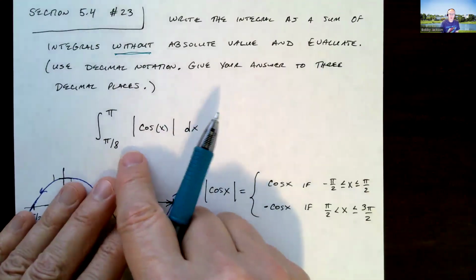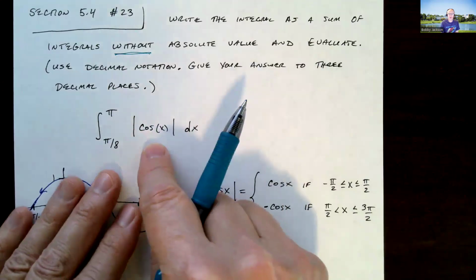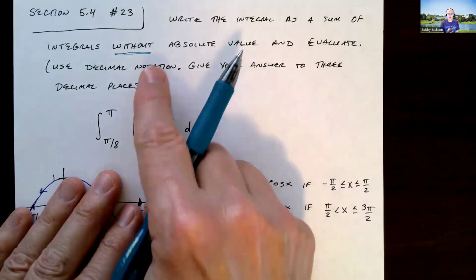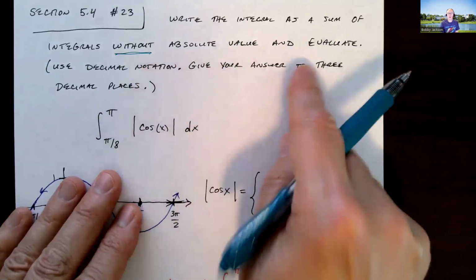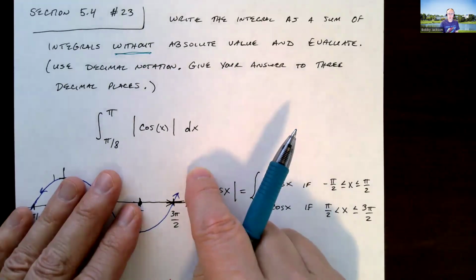Again, some of you know how to use your calculator to evaluate this, and you can round your answer to 3 decimal places, and you can get this one correct. But on a test, that's going to give you 0 points. Okay, you have to write it without absolute value, and then evaluate. We're going to evaluate that using the fundamental theorem of calculus, part 1.